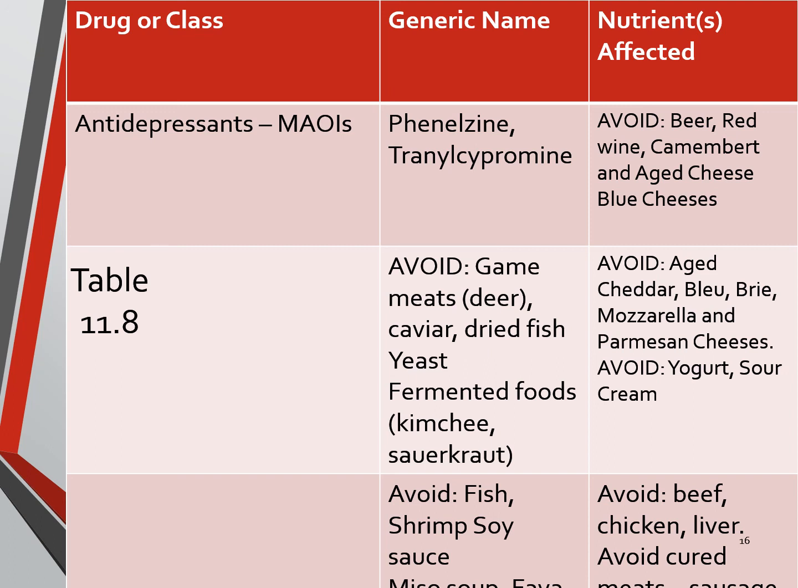Any type of fish or shrimp sauce, soy sauce, miso soup, which is very common in Israel. Those who practice the Jewish laws consume miso soup, fava beans, also any type of beef, liver, chicken, cured meat such as sausage, prosciutto, and salami. So again, I would screenshot this. It's definitely ATI material.